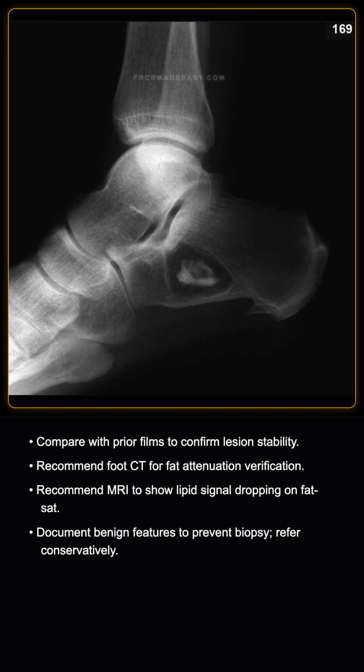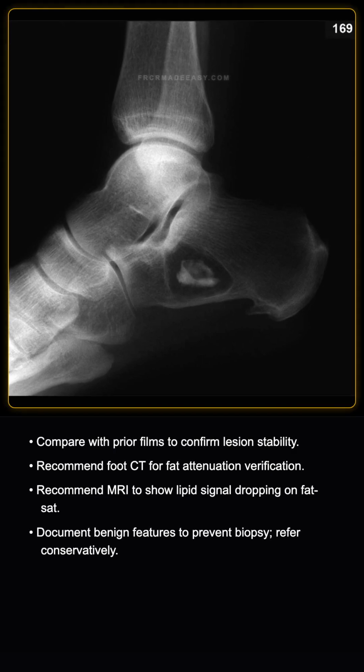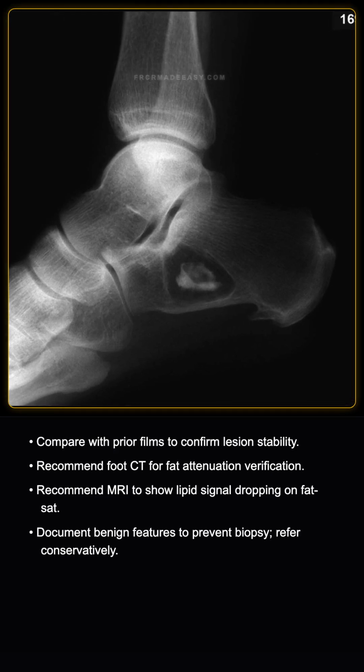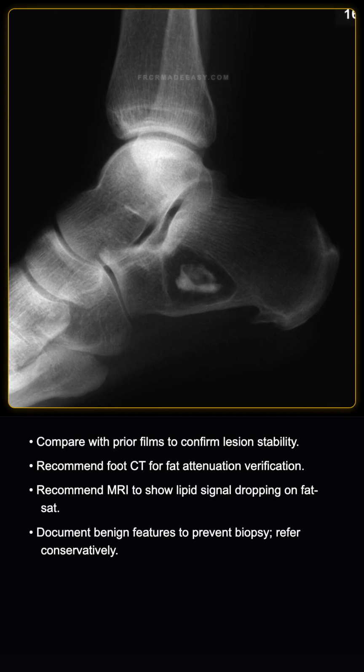I would document these benign features to prevent unnecessary biopsy. Finally, I would reassure the patient and refer them to a foot specialist for conservative management, as surgery is rarely required unless a pathological fracture is imminent.